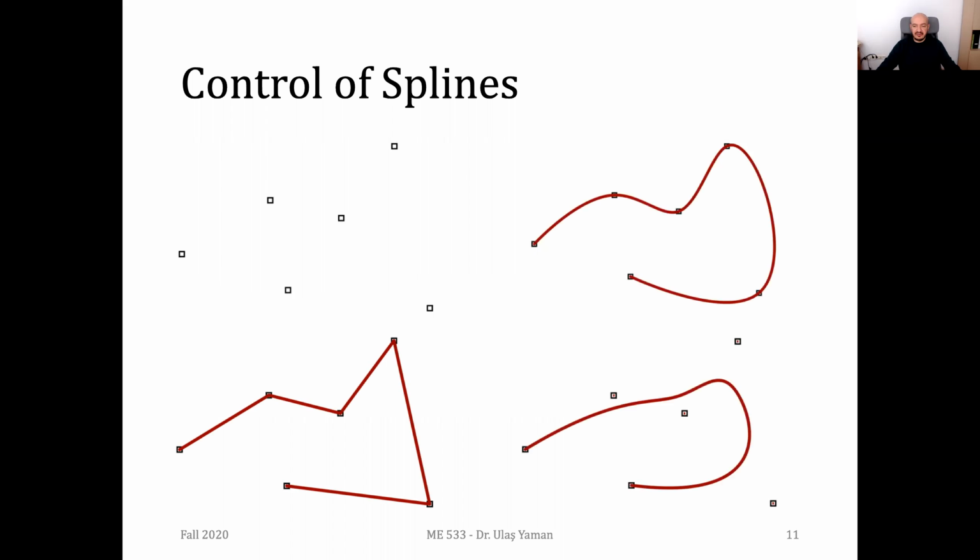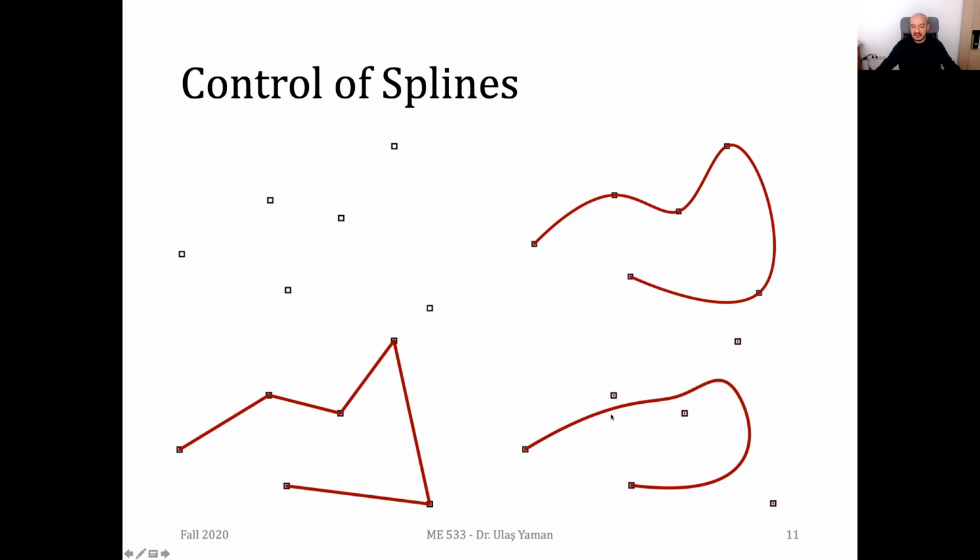And on the other hand, we also discussed interpolating splines and approximating ones. This is an interpolating one. As you see, the spline passes through all the control points. But if it's an approximating one, as you see, this is not passing through the control points. It's just passing through the start and the end points.